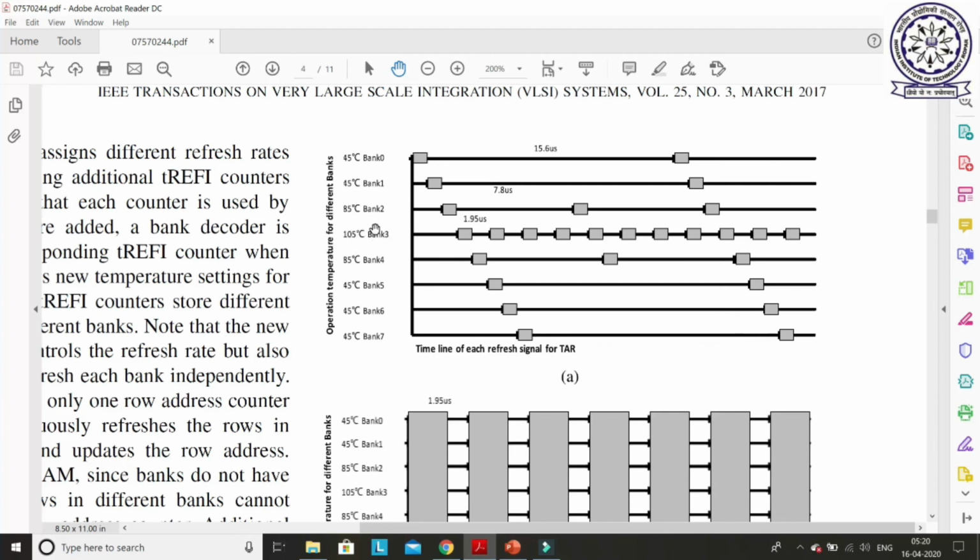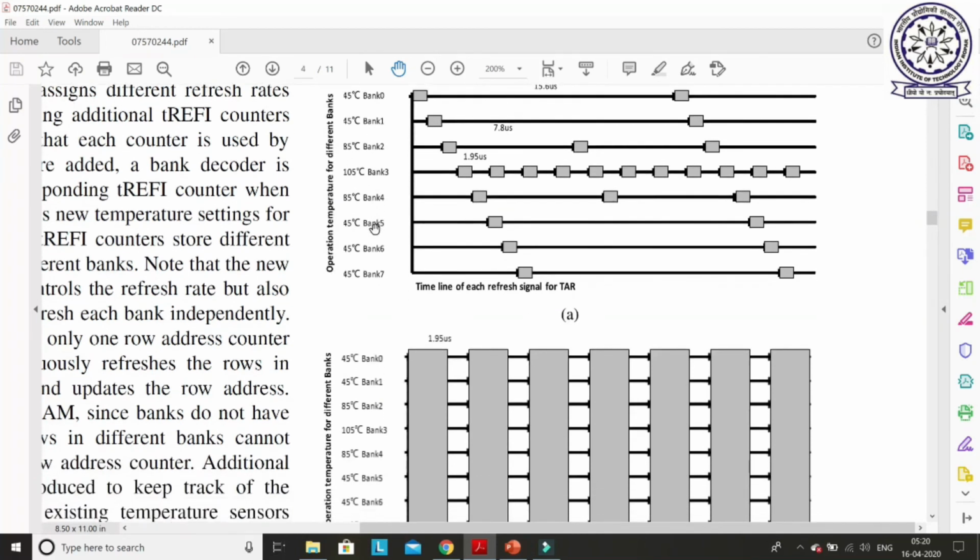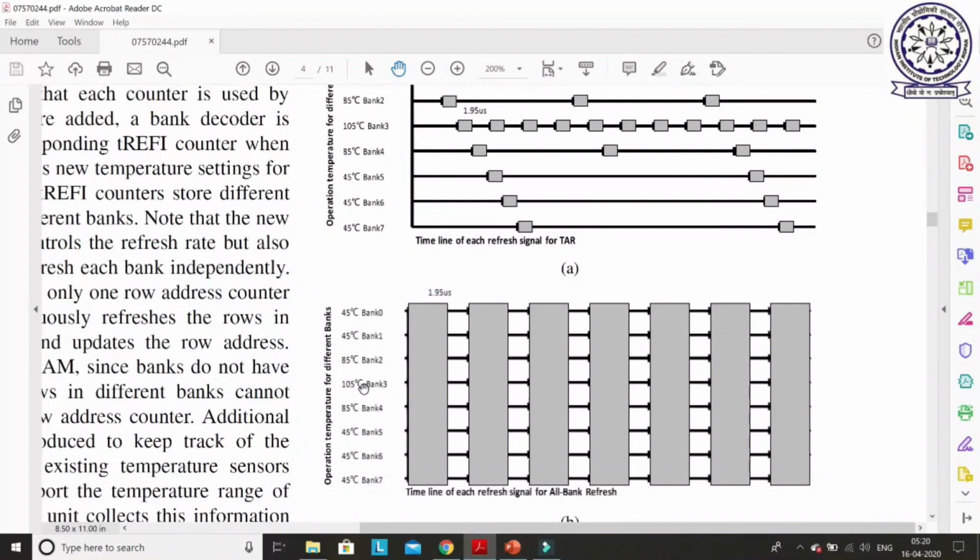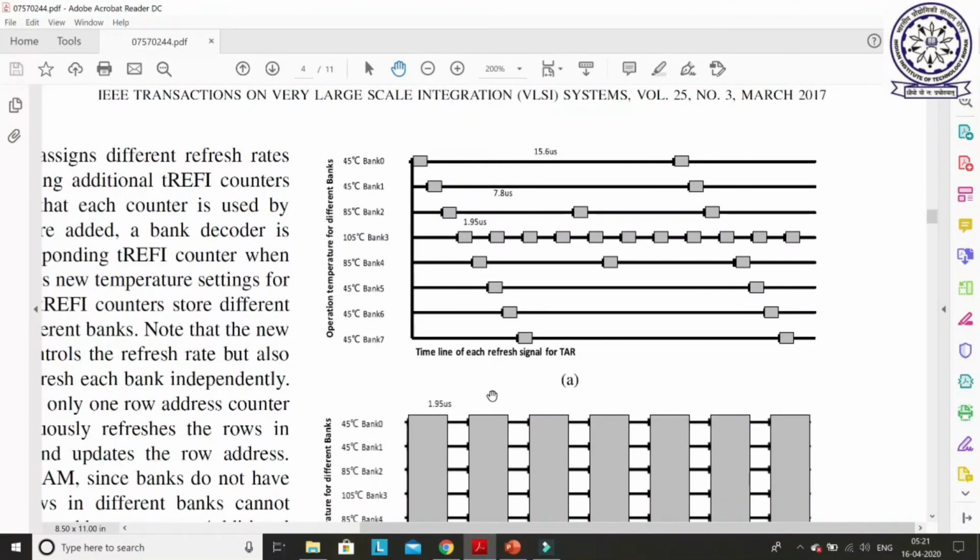If we go for the normal DRAM concept, then we'll go for this type of design. That means all the banks in the rank will refresh simultaneously, and you can see that most of the time the entire rank is blocked. This is the blockage time. This is the free time where the read write operation is performed. You can see that in the normal case, 65% of the time the entire rank is blocked. But if you go for this case, this is the proposed case. It is TAR. In TAR, only this bank, the bank which is operating at very high temperature, is blocked for 65% of the time. This is the advantage of this paper.